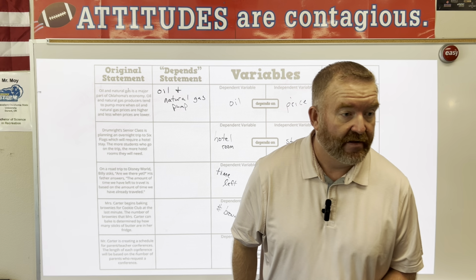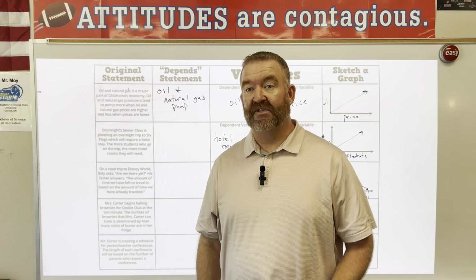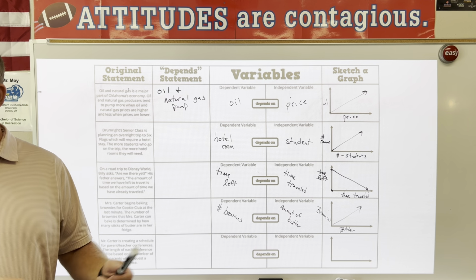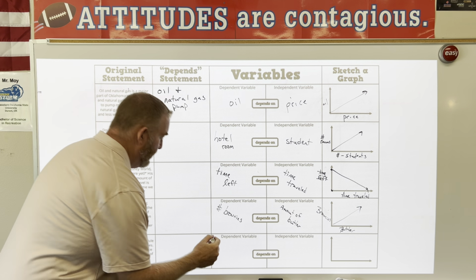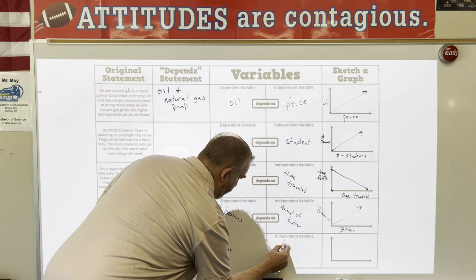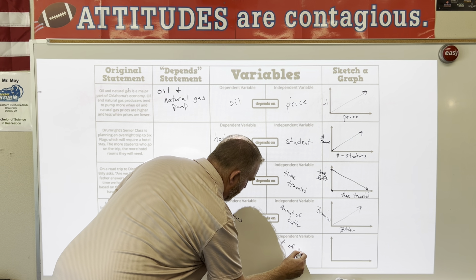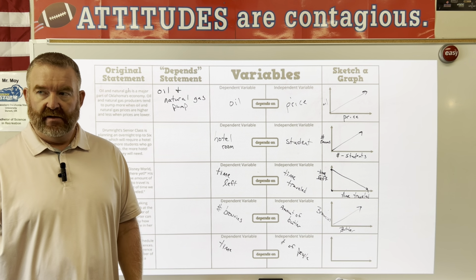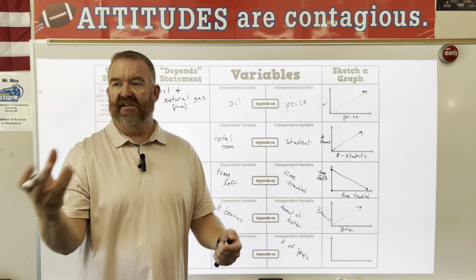The what? The amount of each conference. Okay, so that's the way I would list it. That's exactly right. The time depends on how many people. Yes? So here we go. The time, number of people. Because which one influences the other one? The number of people showing up influences the time, doesn't it?